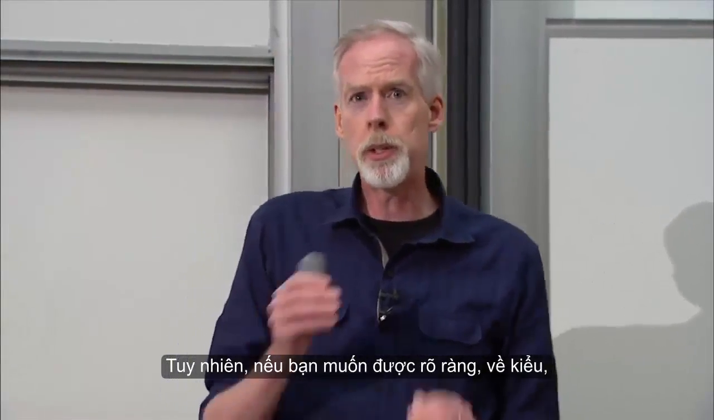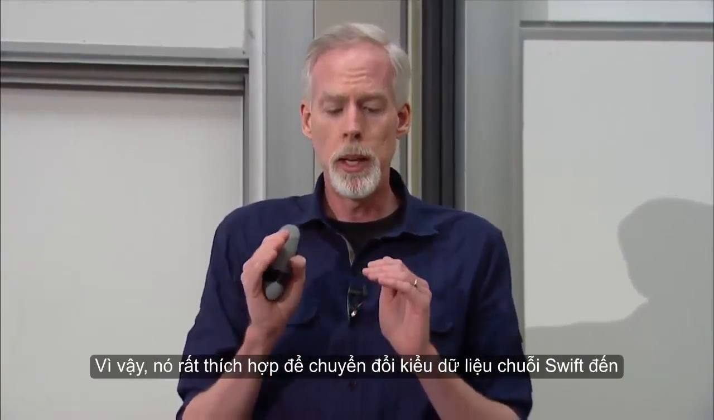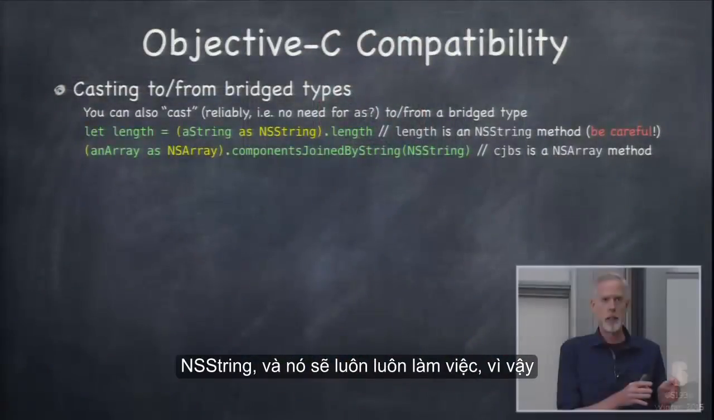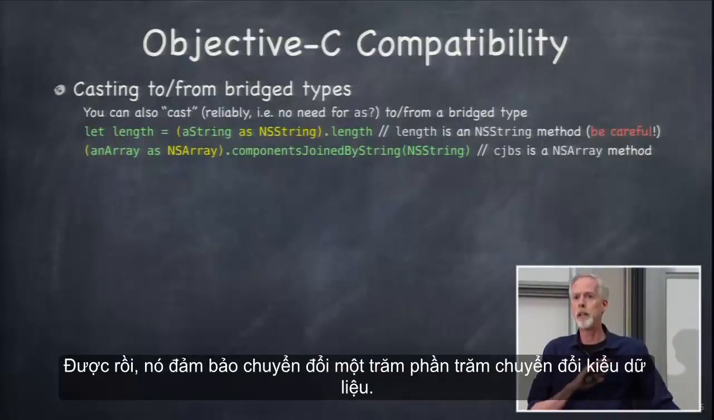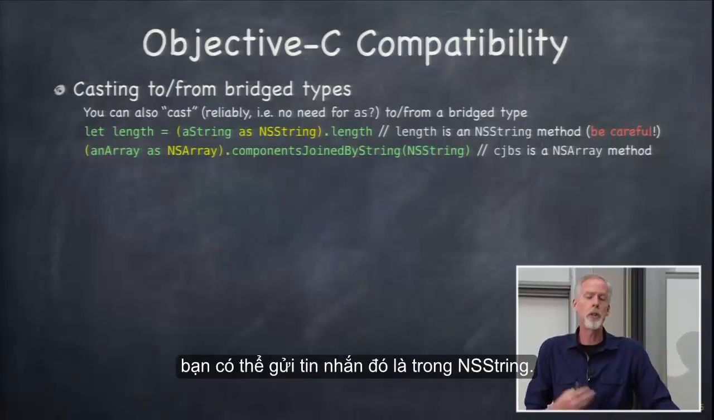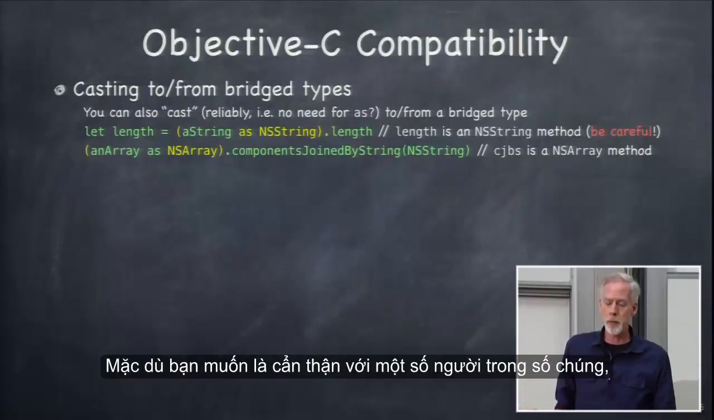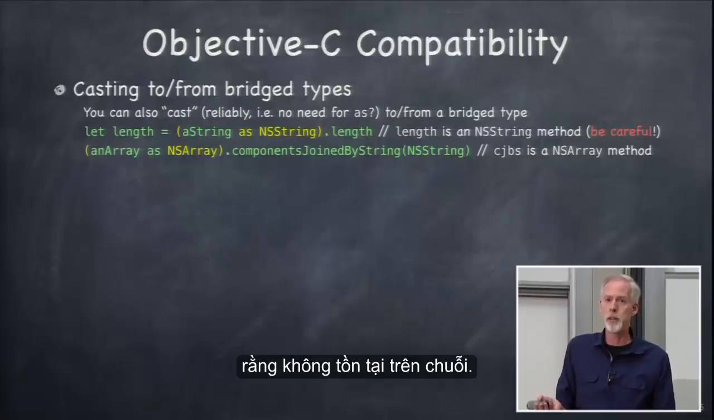However, if you want to be explicit about the type, you can cast. Okay, so it is perfectly legal to cast a Swift string to an NSString, and it will always work, so you don't need as question mark. Okay, it's all 100% guaranteed cast. And then once you do that, you have an NSString instead of a String, and so you can send it messages that are in NSString. Although you want to be careful with some of them, like length is an NSString method. That doesn't exist on String.